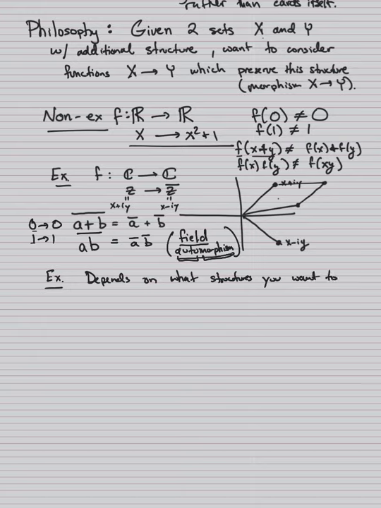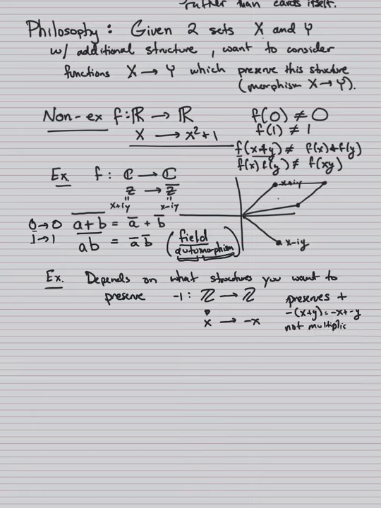Okay, so for example, if I take, maybe I'll call this minus 1 from Z to Z, which just sends x to negative x, then this does preserve addition, right? So if I take x plus y and negate it, this is negative x plus negative y. On the other hand, it doesn't preserve multiplication.